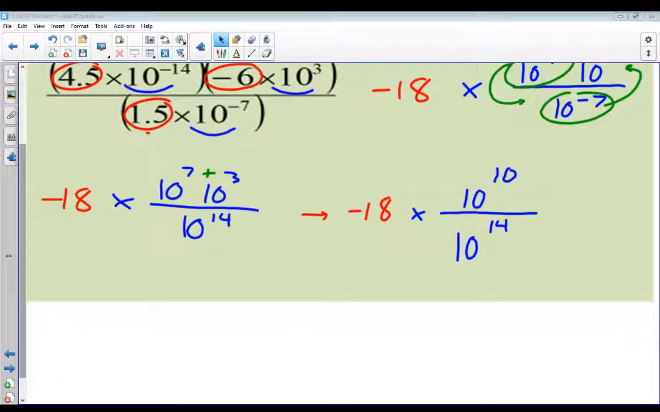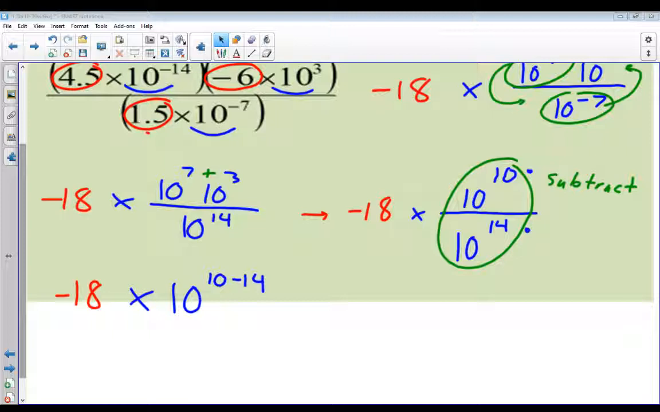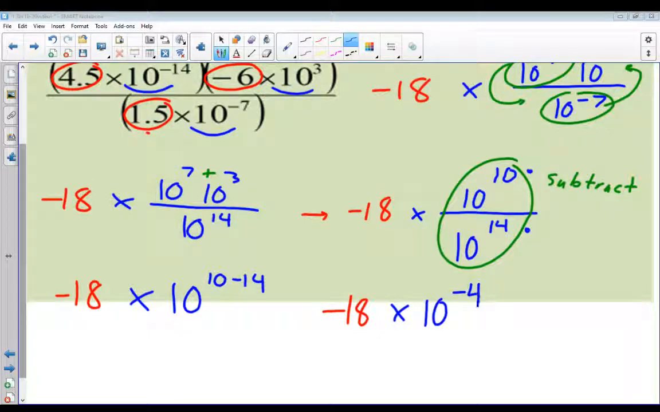And now notice this time we have division. When you're dividing bases of the same power, that means you got to subtract the powers. And let's go ahead and do that over here. Negative 18 times 10, and then we're going to subtract the 2 powers. And remember to subtract the top from the bottom. So 10 minus 14, which then if you rewrite that, will give you 10 to the negative 4.